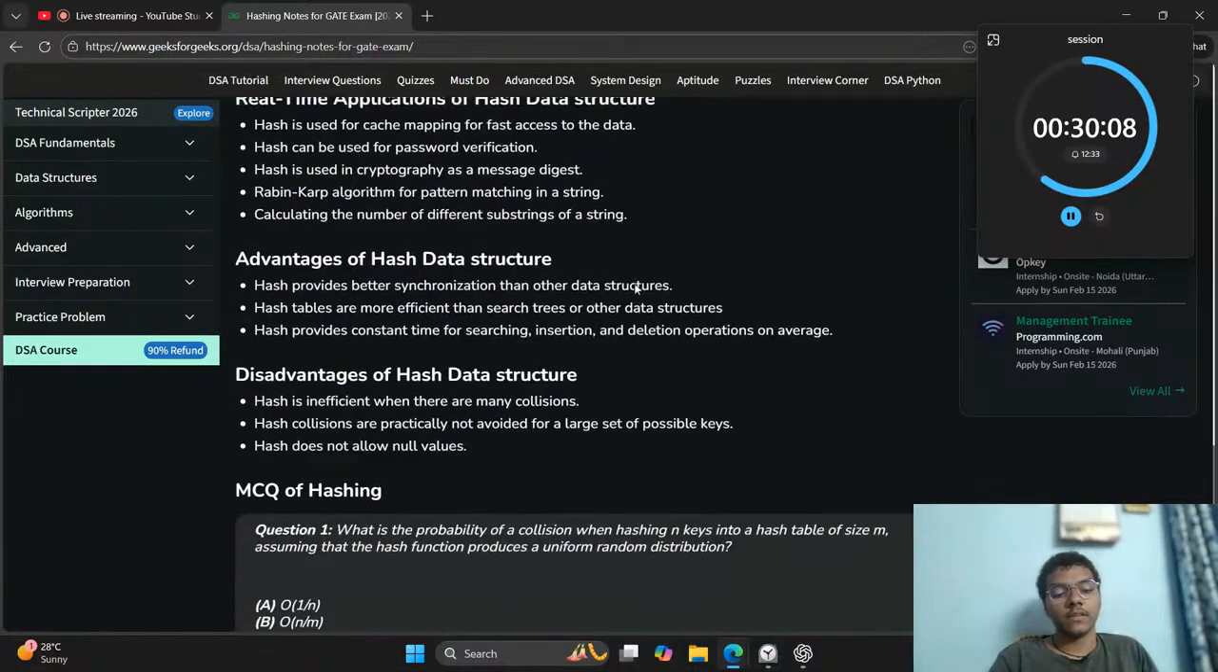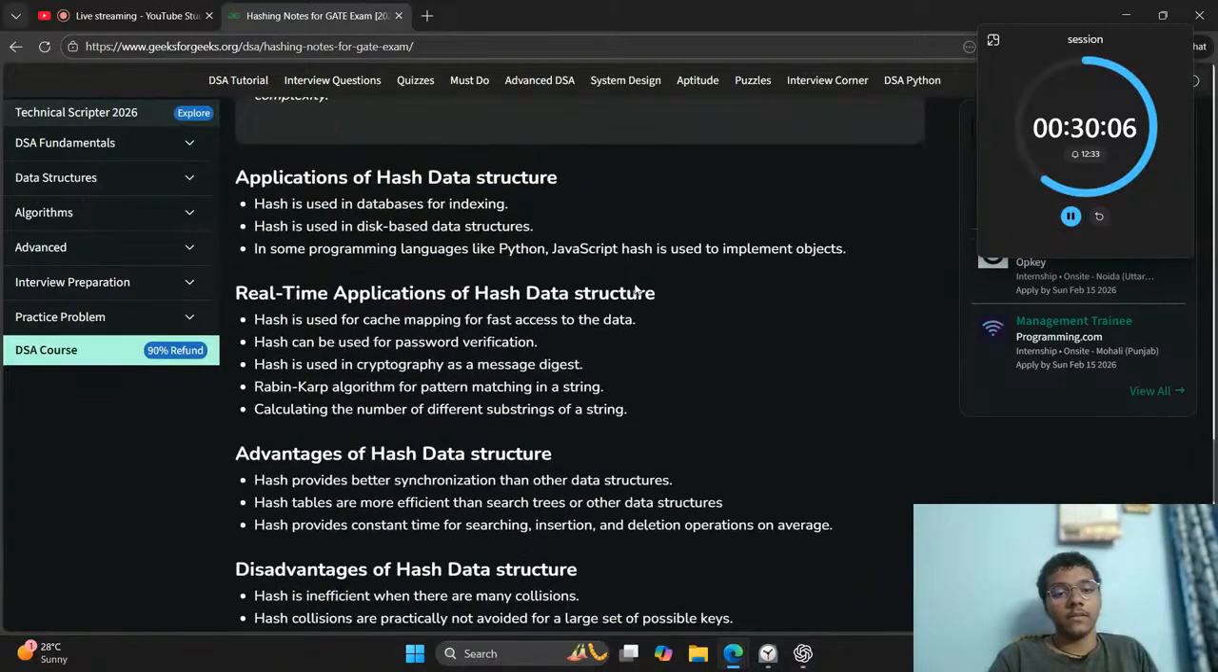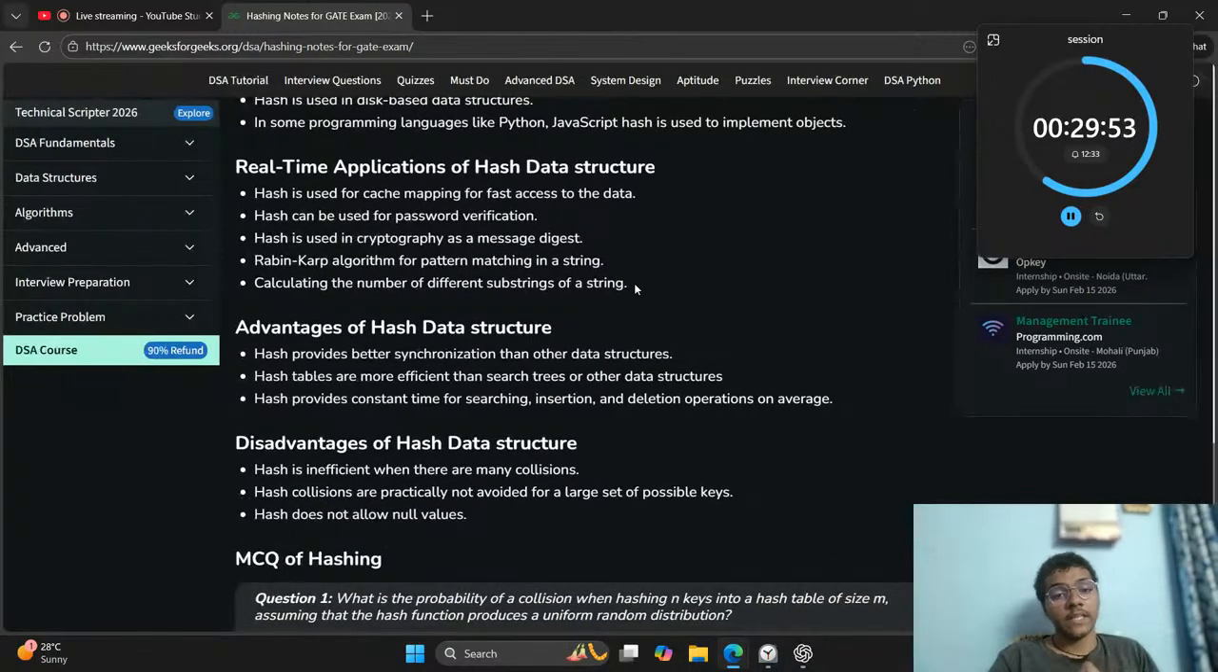Applications of hash data structure. Hash is used in databases for indexing. Hash is used in disk-based data structures. In some programming languages like Python and JavaScript, hash is used to implement objects. Real-time applications of hash data structure: hash is used for cache mapping for fast access to data. Hash can be used for password verification.